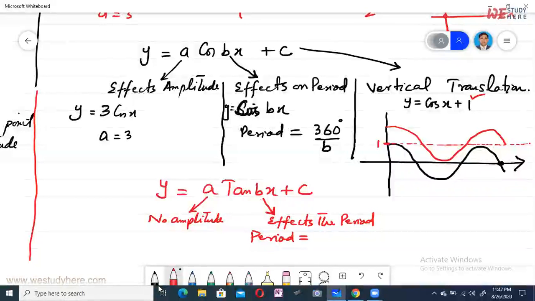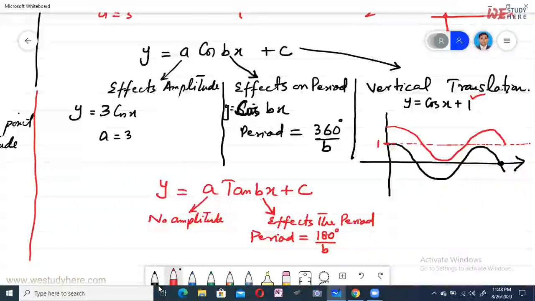Its period will be the period of tan x. Before that, I told you tan is repeating itself. The graph of tan x is repeating itself after every 180 degrees. Then the period of tan x is 180, but this b, as in sine and cosine, we were dividing by this constant, and here also we will divide. Then the period here is 180 divided by b. If the function is y equals tan 2x, then the period will be 180 divided by 2.